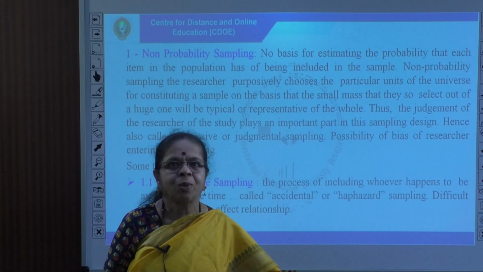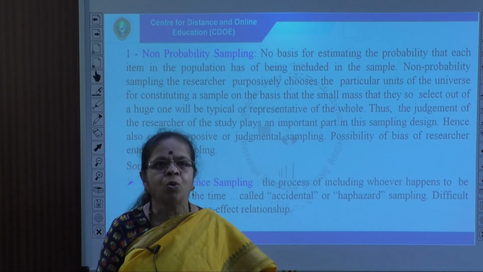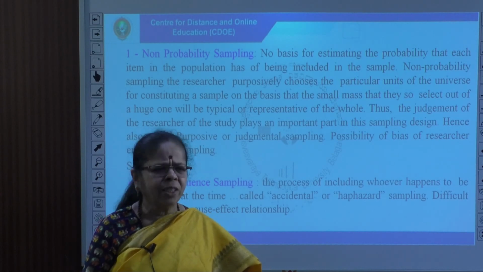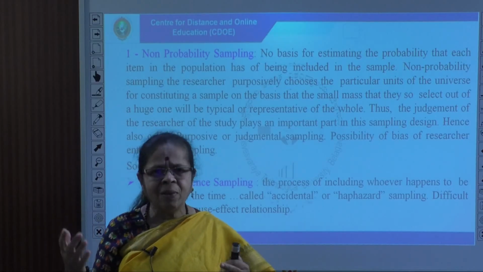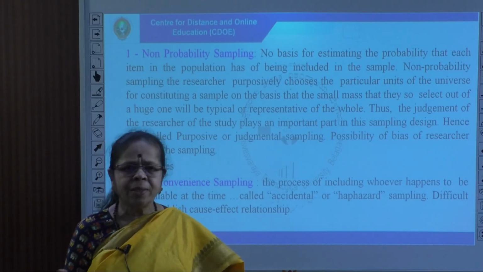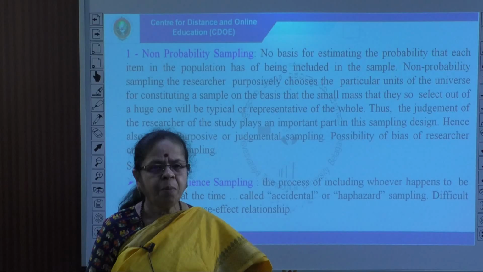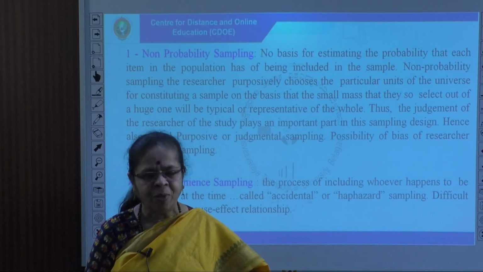For example, supposing I am doing some study on auto drivers, then fine, I can just go to 2-3 auto stands near my house, and more or less they will represent the general attitude of auto drivers all over the city. So, in such a case convenience sampling may work. Clear? It may work in some cases, but it is generally not a very good way of sampling.